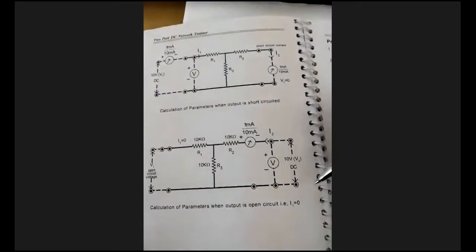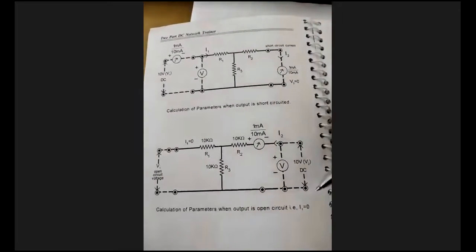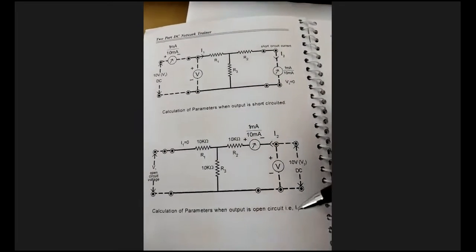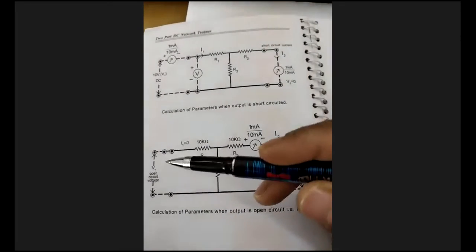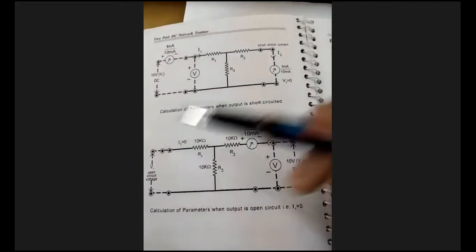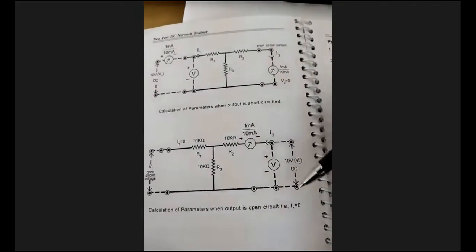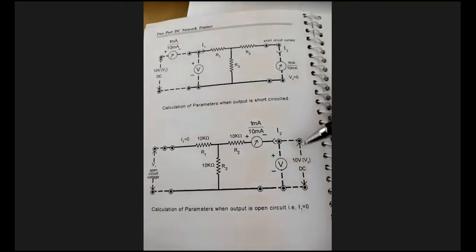When we want to satisfy the condition I1 equal to 0, then we must give the source connected with the output. See, the 10 volt source is connected to the output.